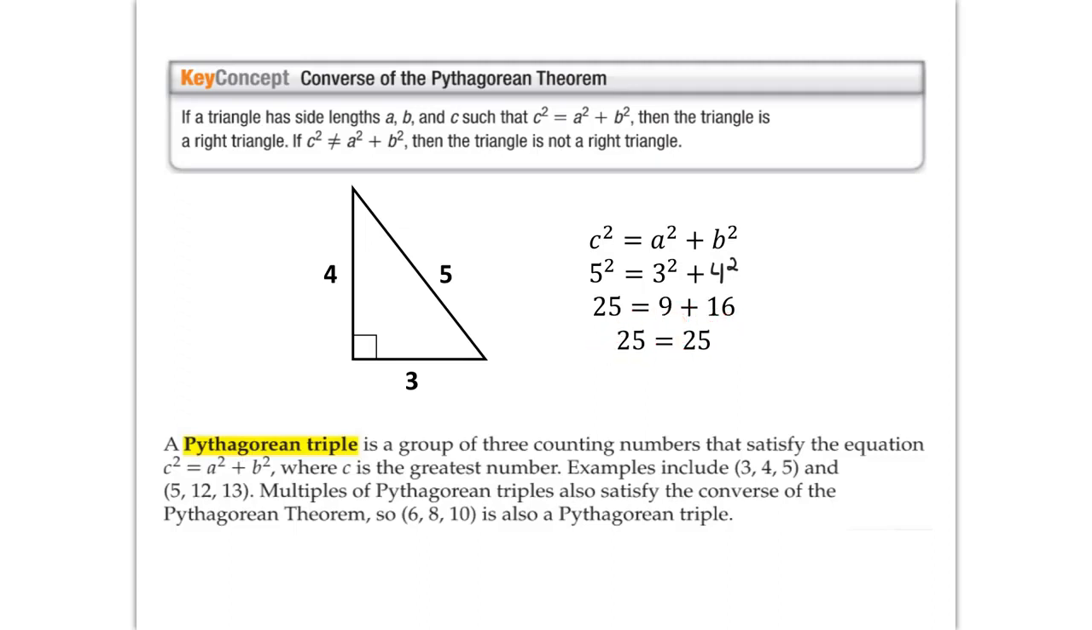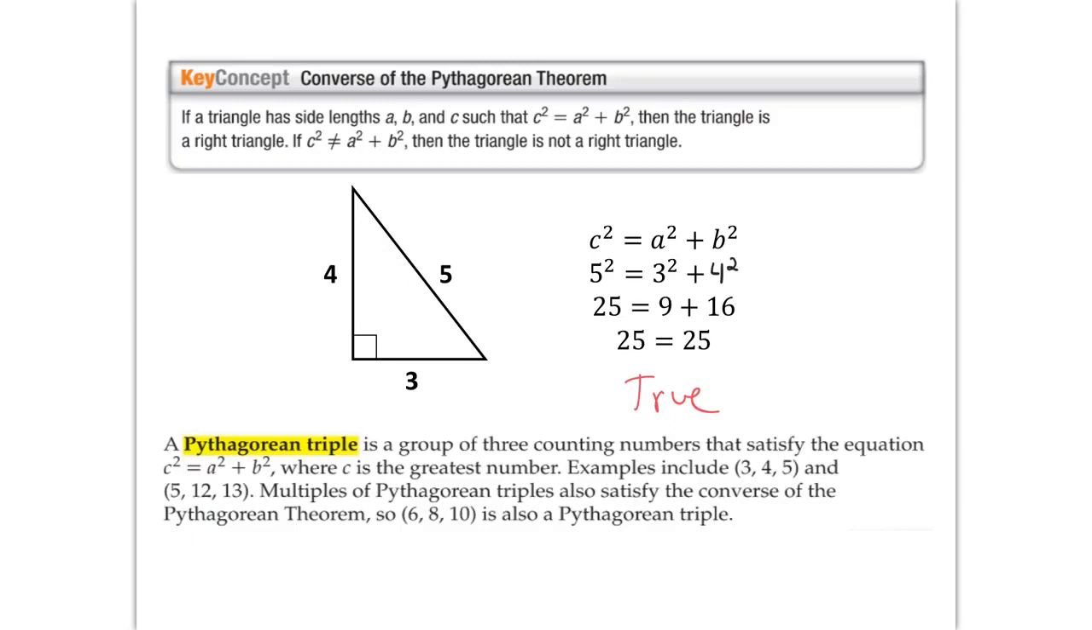This statement is true. So when that statement is true, that means that the triangle is a right triangle. Using those measurements, we can make a right triangle. Now, those special numbers that actually make a right triangle are called Pythagorean triples. Triples because they're 3 numbers. Any 3 numbers that work with the Pythagorean theorem are called Pythagorean triples, which means that if you use those measurements, you can make a right triangle.